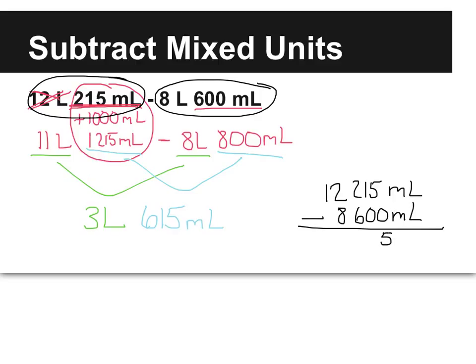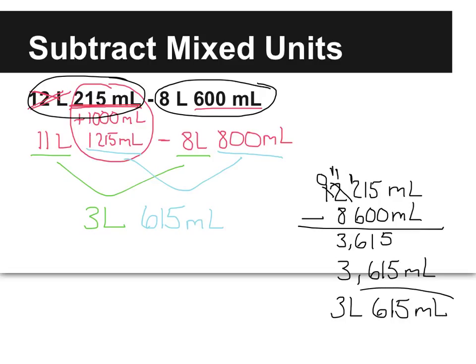5 minus 0 is 5. 1 minus 0 is 1. I need to borrow, make that a 1. 12 minus 6 is 6. I cannot do 1. 11 minus 8 is 3. So I get 3,615 milliliters, which can also be written as 3,000 milliliters is the same as 3 liters. And then I have 615 milliliters remaining.